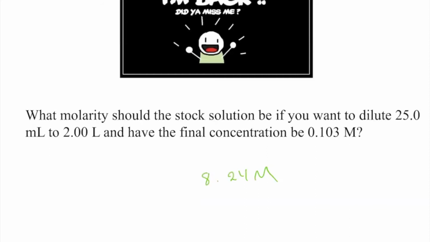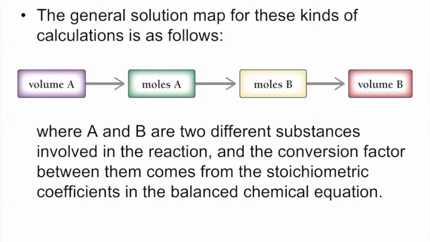Okay, as I mentioned, the M1V1 equals M2V2 equation is only going to be used when you have one solution and you're just adding water or solvent to dilute it. What happens when we're dealing with two things? So if we're dealing with orange juice and coffee, how do we do that? Well, in that case, you're going to be using stoichiometry.